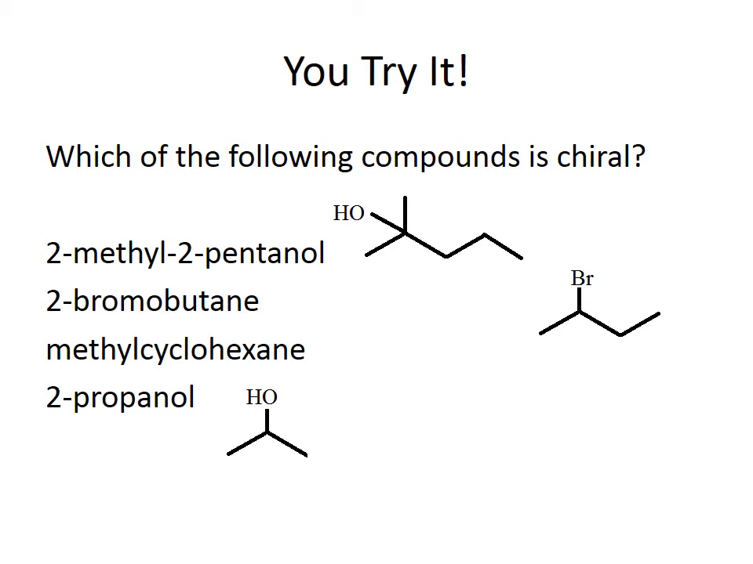Okay, now on these compounds, I want you to determine which of the following compounds is chiral, which ones have a chiral carbon. So I've drawn the structures for those compounds you don't know how to name. You do know how to name methyl cyclohexane. So go ahead and look at these compounds and determine which ones have a chiral carbon.